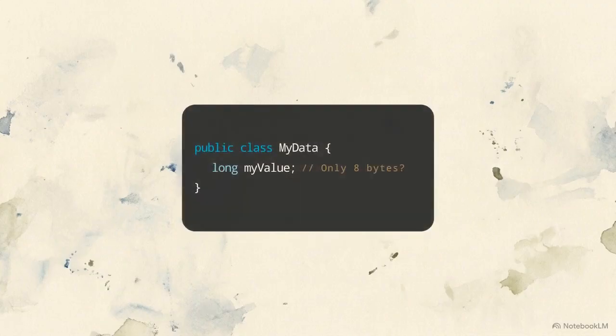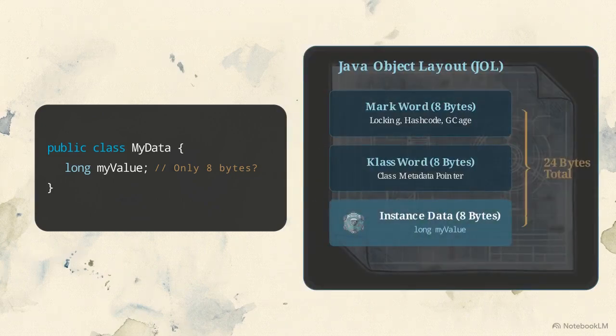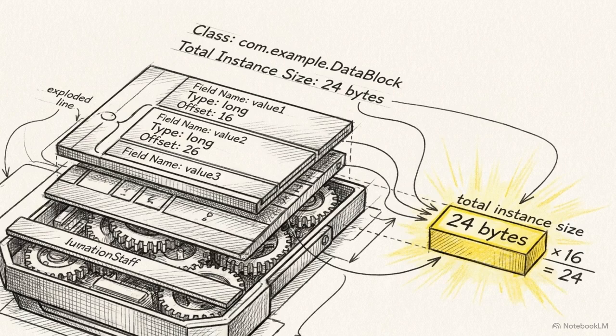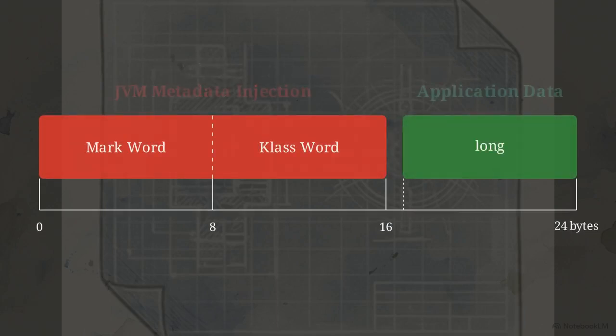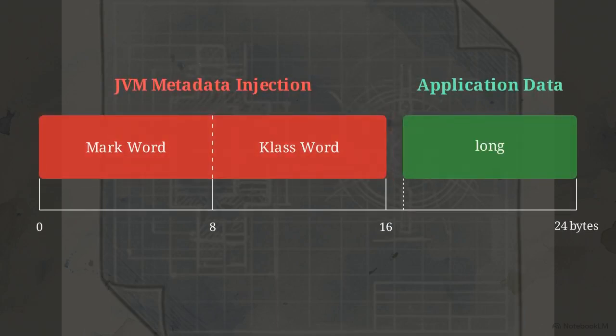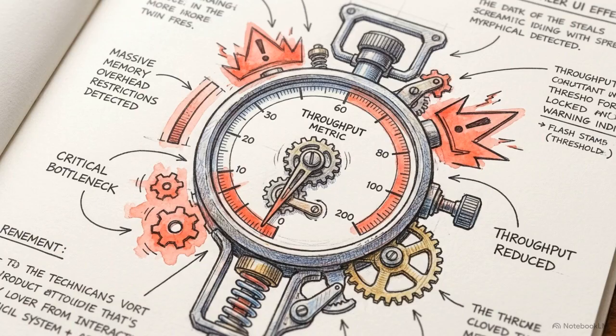To see where this hidden cost comes from, we have to look past our variables and use the Java Object Layout tool, or JOL. This output shows a standard JOL trace. When run on our simple class, the total instance size is confirmed right here, 24 bytes. The trace breaks down exactly where those bytes go, isolating the space reserved exclusively for the JVM's metadata injection. That initial 16-byte metadata block acts as a mandatory toll booth attached to every single instantiated object, dictating the baseline performance limits of your application before it even executes logic.